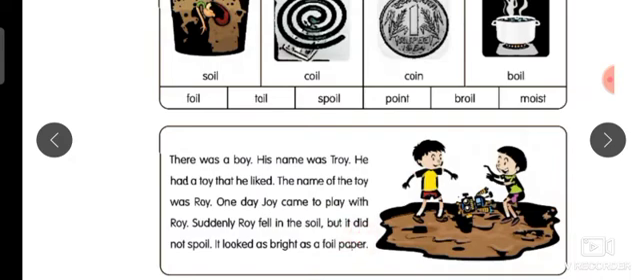Yes, did you read it, children? Here you can see the words in blue color are the digraph word examples.